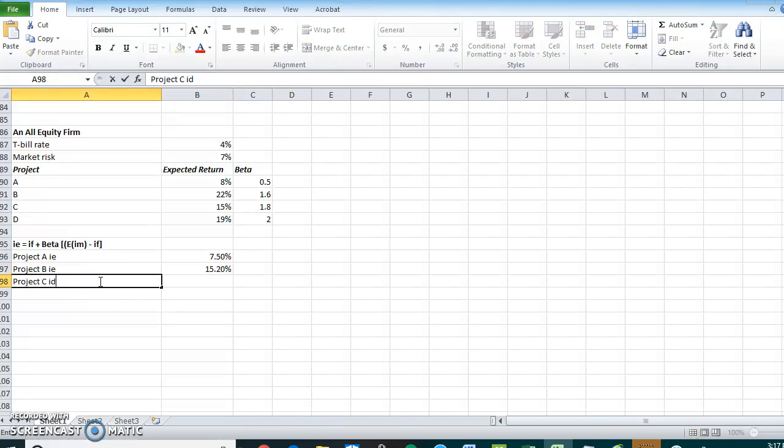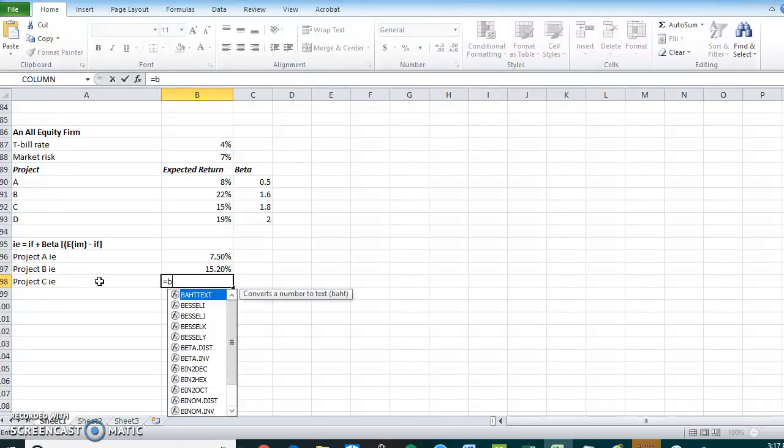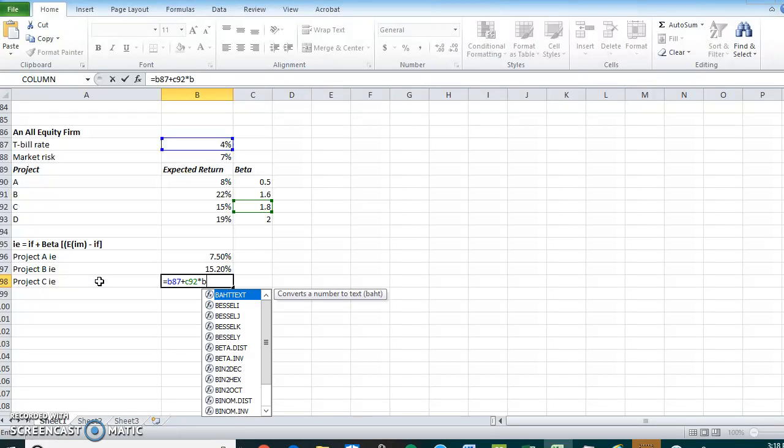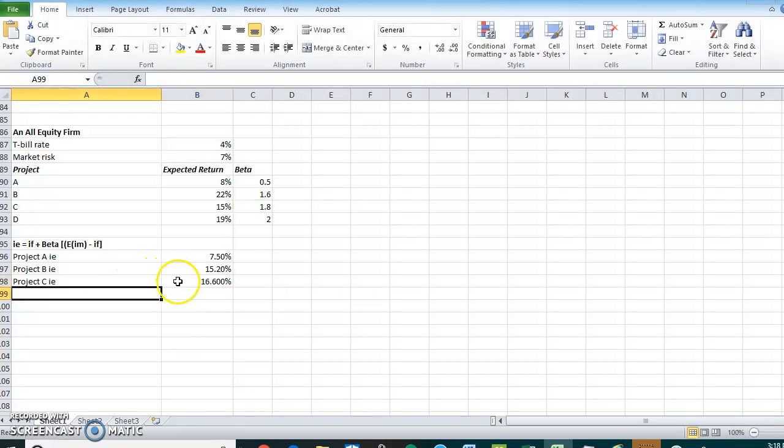Project C. Same thing. We're going to say the T-bill rate, or equal sign first. T-bill or risk-free rate, which is B87, plus our project beta, which for C is 1.8, otherwise known as C92, times the market risk, which is B88. 16.60%, and we're going to take that down by 1 because we want to round out to 2 places.